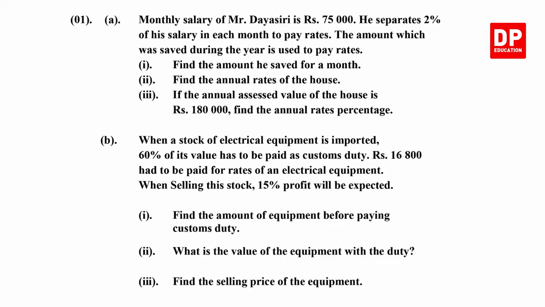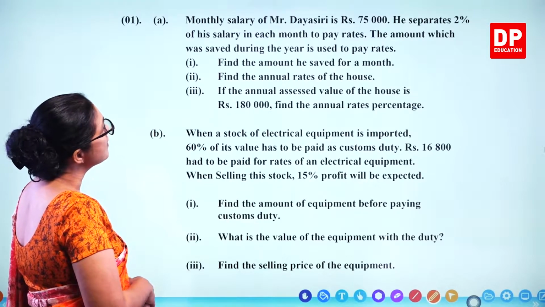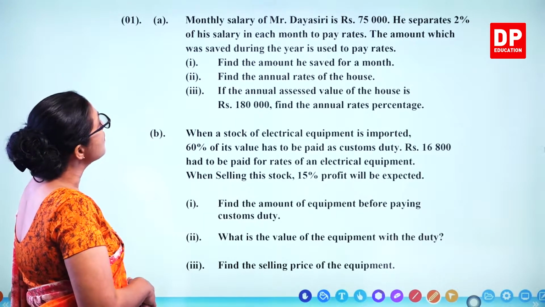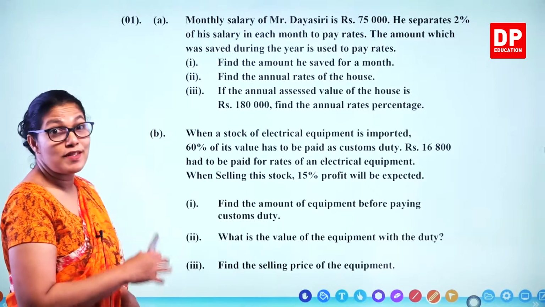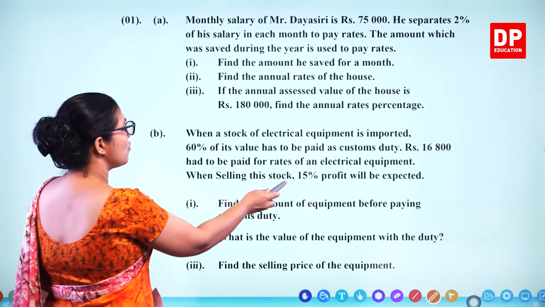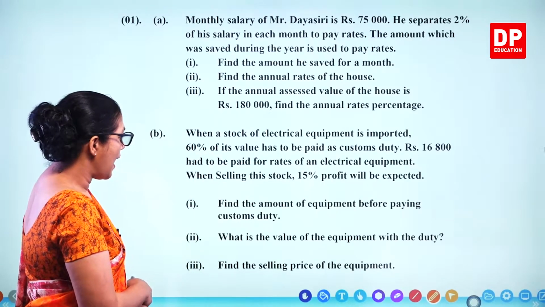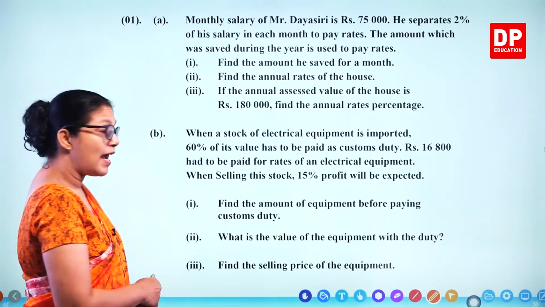Let's take question number 1 in paper 2. Monthly salary of Mr. Dayasiri is 75,000. He separates 2% of his salary in each month to pay rates. So this is about rates. And then you have to find out the profit, selling price. And we'll see how you do that.